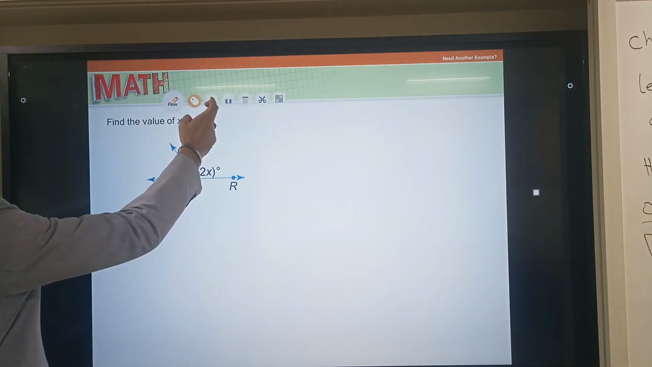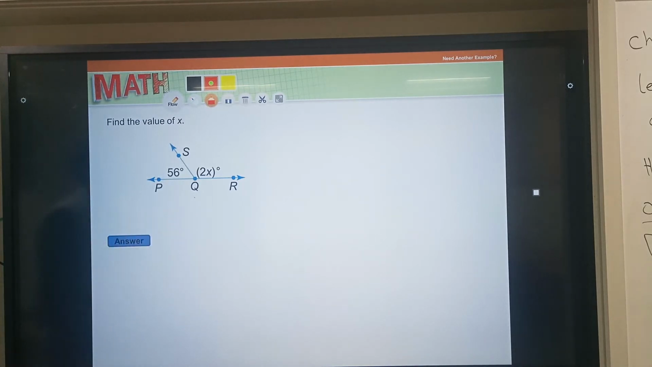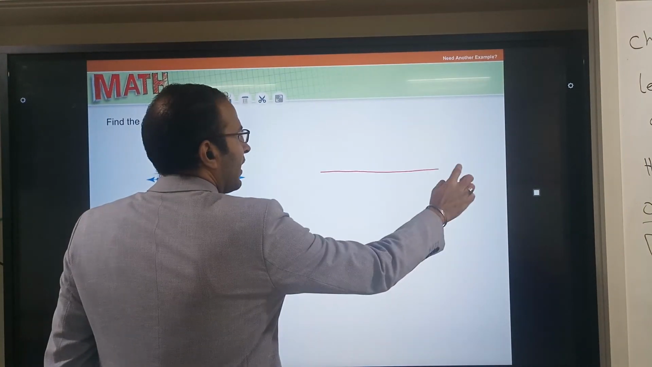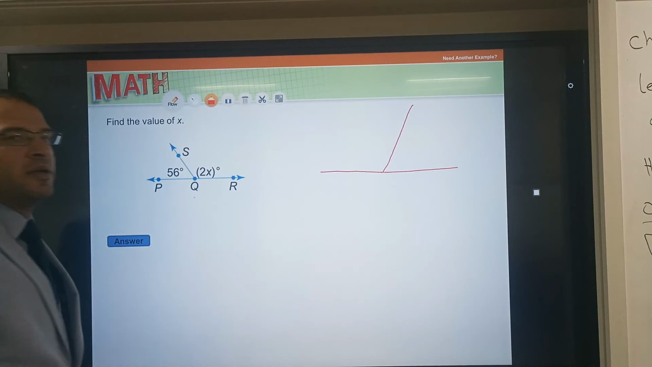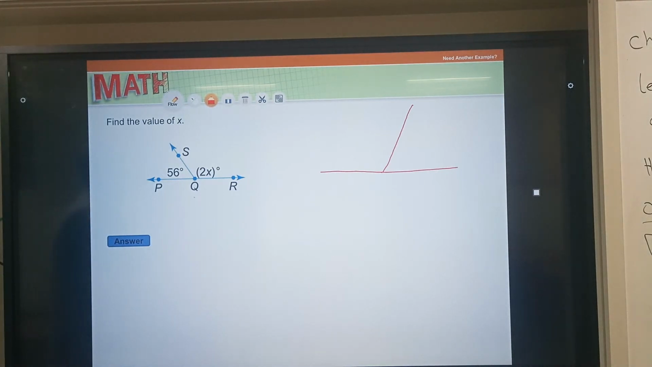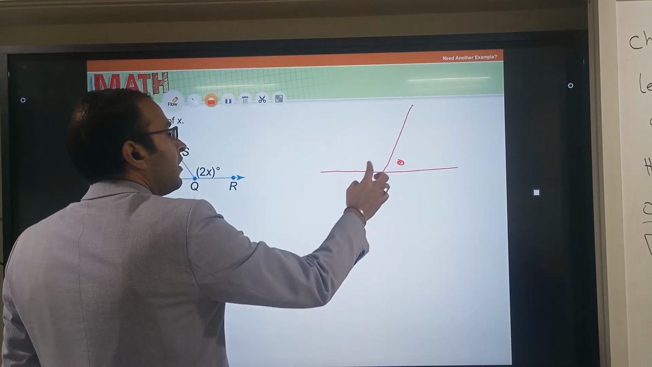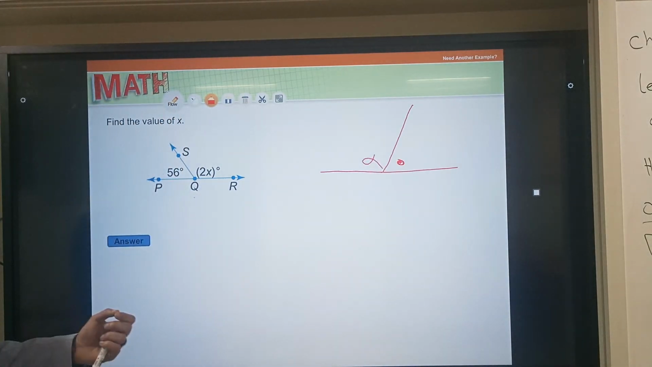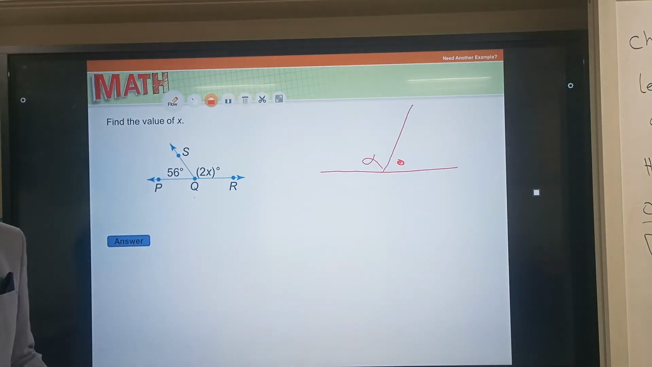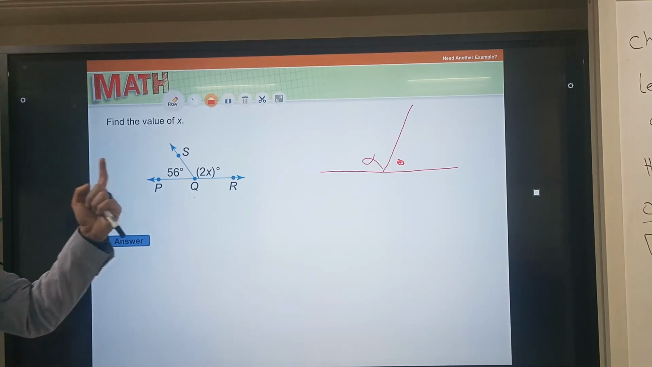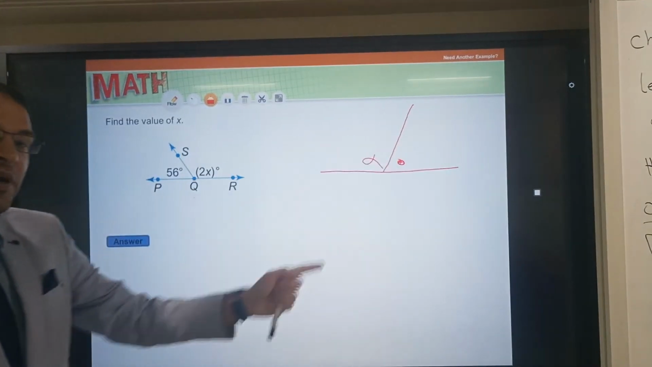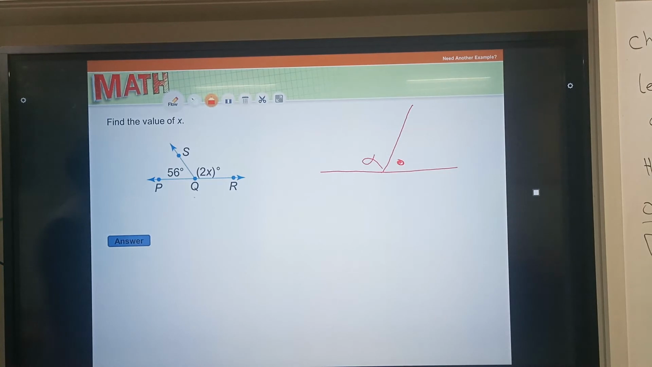How can I solve this with me, please? Here we have a straight line intersected with a ray, so these two angles are supplementary. What is the meaning of supplementary? The sum of them equals 180.